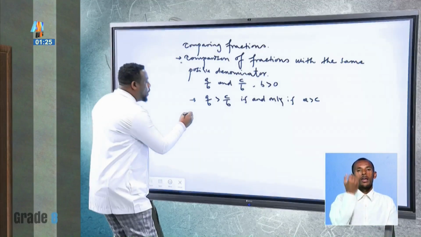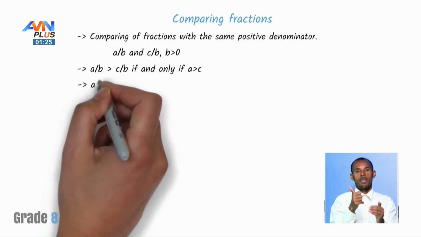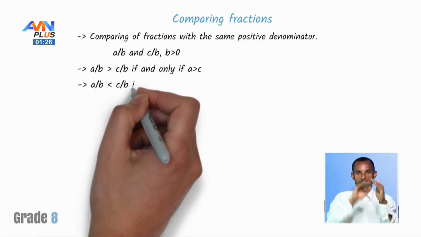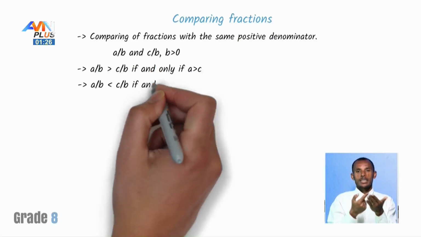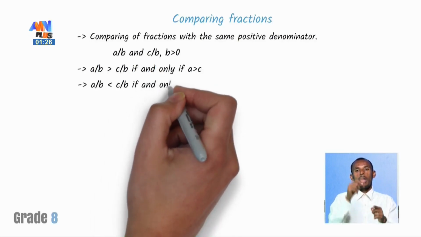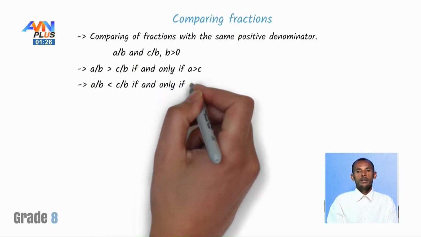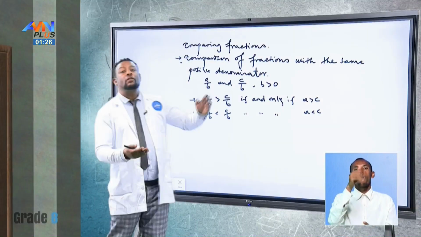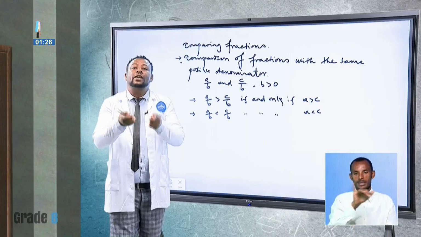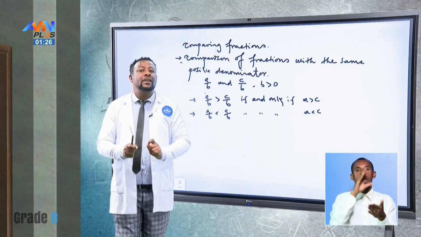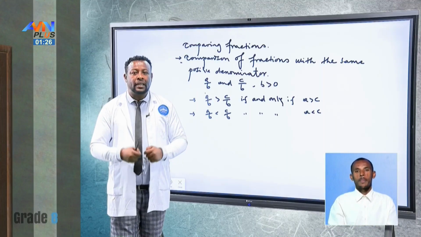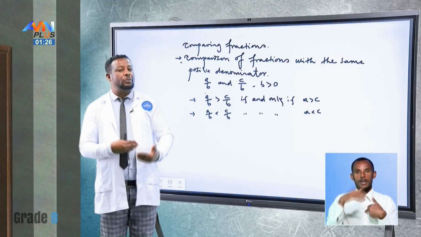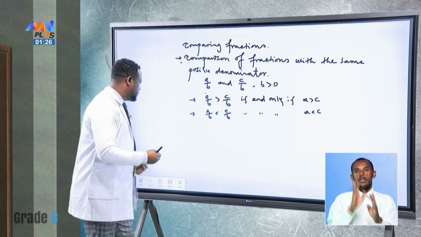If the inequality is given in this form, a over b is less than c over b, this happens only whenever a is less than c, okay? The two fractions, a over b and c over b, will be the same whenever a and c are the same. That is the procedure to compare fractions having the same denominator. Let's see some examples.